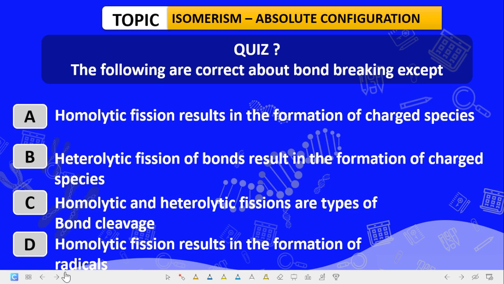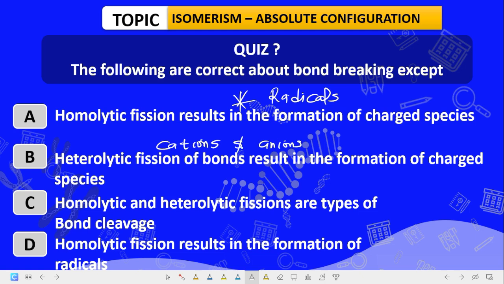What is correct about bond breaking except: homolytic fission results in the formation of charged species? Is that true? That is not true. Homolytic fission results in the formation of what? Free radicals. We said this before. Heterolytic fission results in the formation of charged species. Yes, it results in the formation of cations and anions.